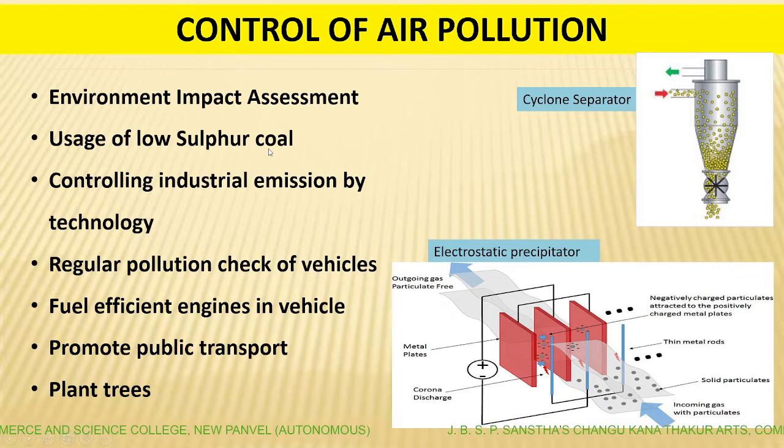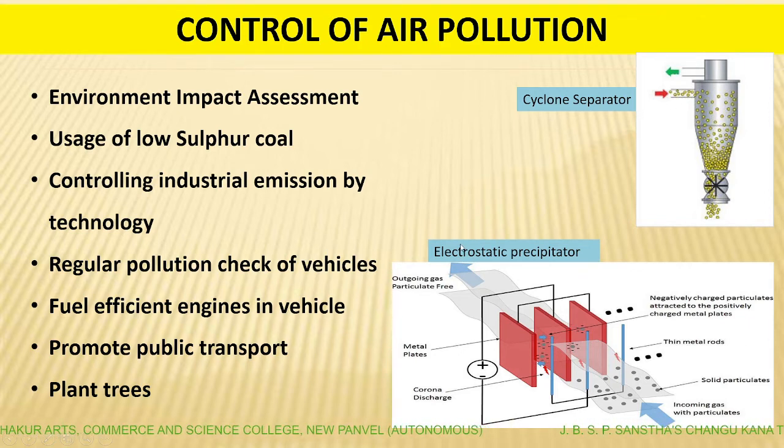We can also control industrial pollution by using technology. For example, we can use a cyclone separator. A cyclone separator is the equipment in which we pass dirty air and rotate it at a very high speed. With this, heavy particles like dust will settle down at the bottom and clean air is collected from the other side. We can also use an electrostatic precipitator. In an electrostatic precipitator, dirty air is pushed from one side and the dust particles get attracted towards the electrically charged plates. After trapping all the dust particles, pure air can be collected from the other side.